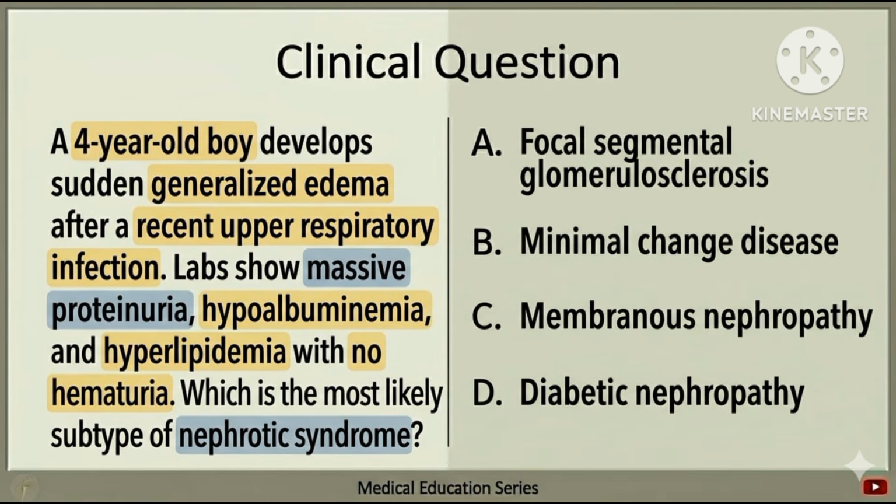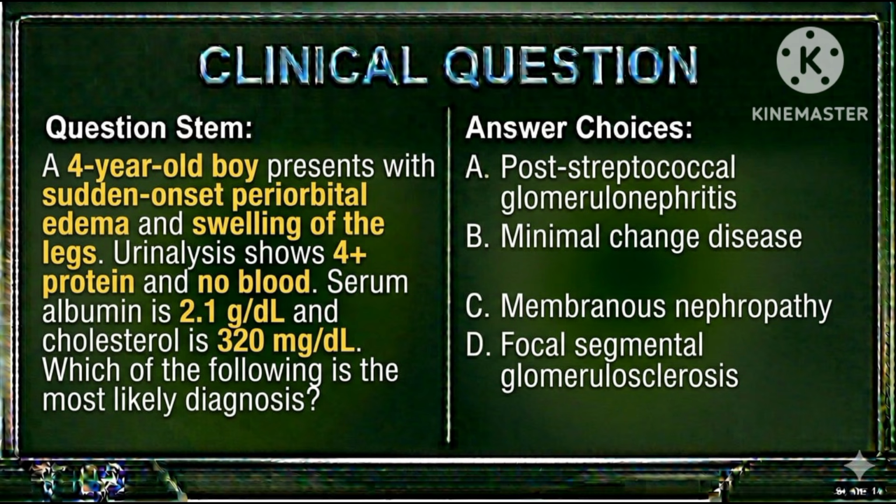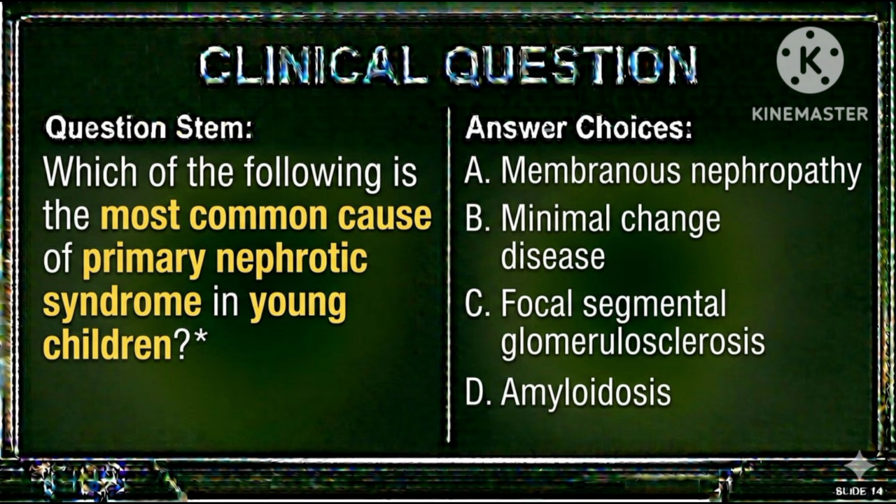Read this question stem. 4-year-old boy, recent upper respiratory tract infection, edema, proteinuria, low albumin, high lipid. What is most likely subtype of nephrotic syndrome? It's minimal change disease. Read this question stem. 4-year-old boy, periorbital edema, swelling of legs, proteinuria, low albumin, high cholesterol, most likely diagnosis, minimal change disease. Most common cause of primary nephrotic syndrome in young children, minimal change disease.